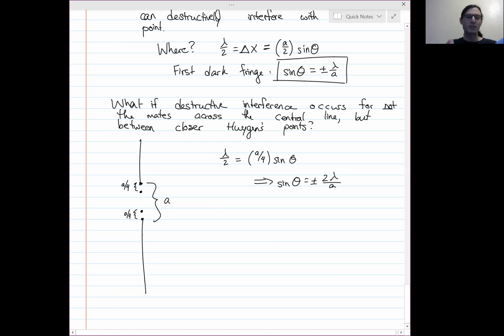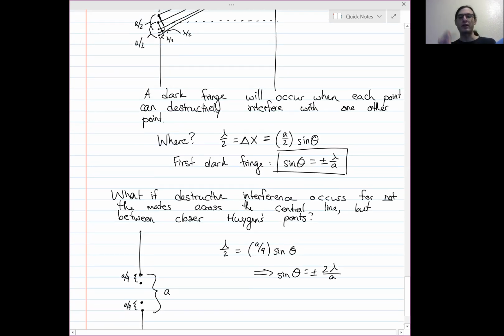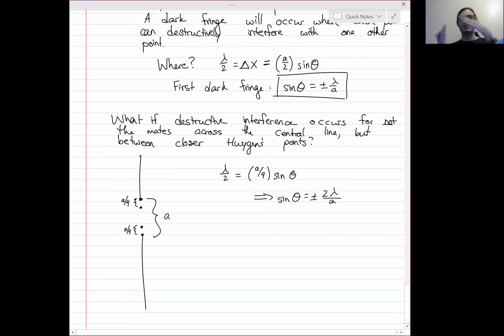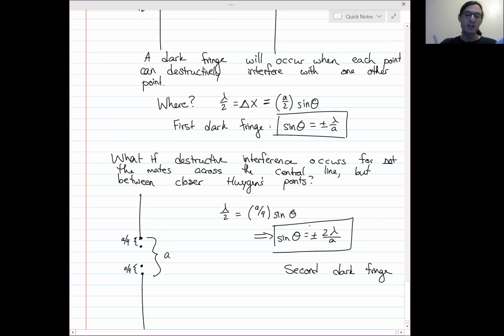By the way, this whole plus or minus thing is because the whole thing is symmetric, right? So the angle could be positive, i.e. going up from the horizontal, or negative going down from the horizontal, but it's the same phenomenon. So that's why we're getting another slit here. But the point is we get a second dark fringe at the angle corresponding to sine of that angle being plus or minus 2 lambda over A. And the reason we call this the second dark fringe is because this occurs at a larger angle than the first dark fringe, right? If the sine of the angle is larger, then the angle is larger.